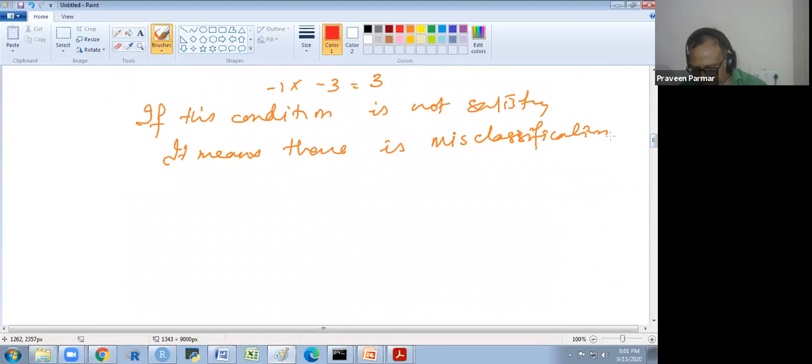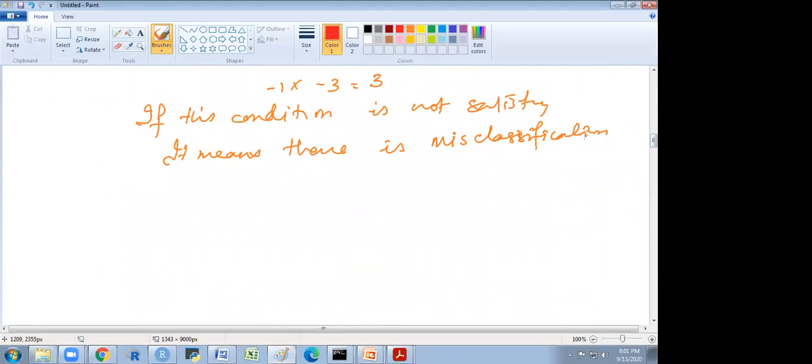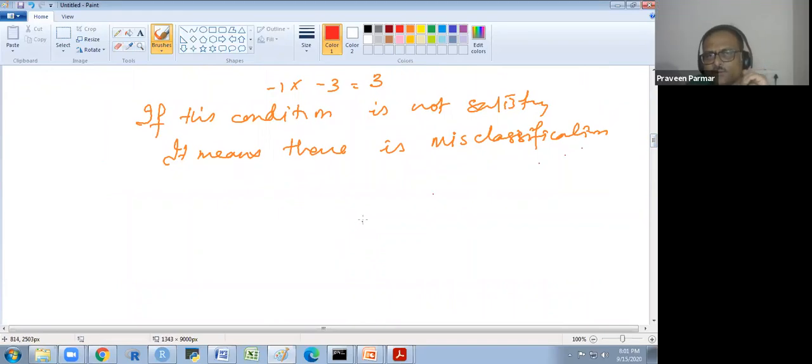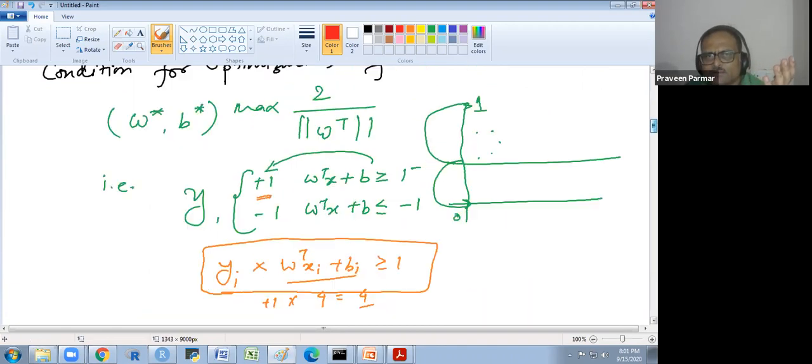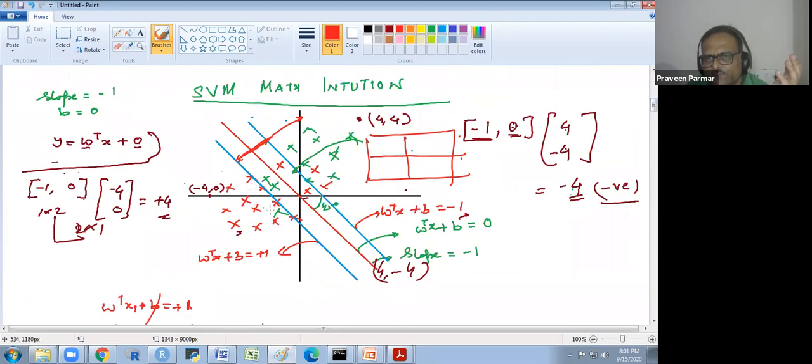And finally, in the real world scenario, we don't get this sort of clean problem. There is lots of overlapping, which I have explained here. In the real world scenario, we will get this sort of overlapping: some mixing here, some mixing there.